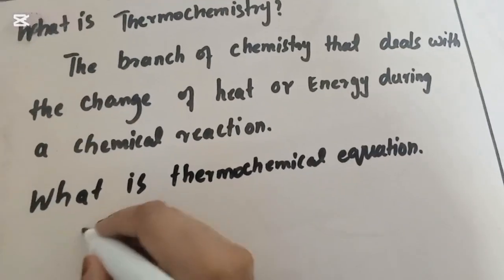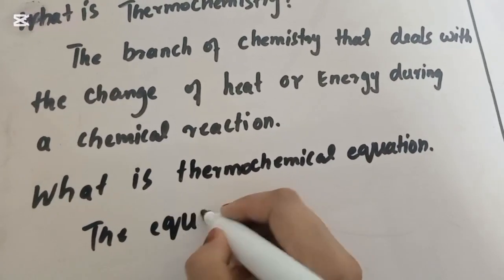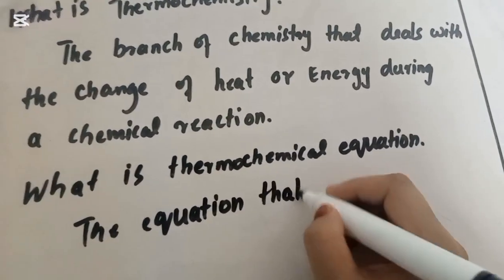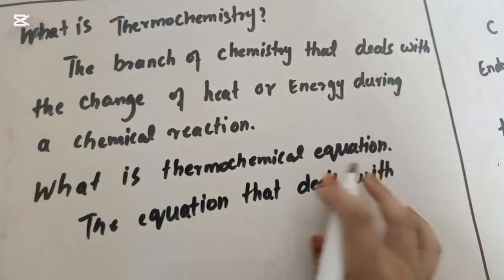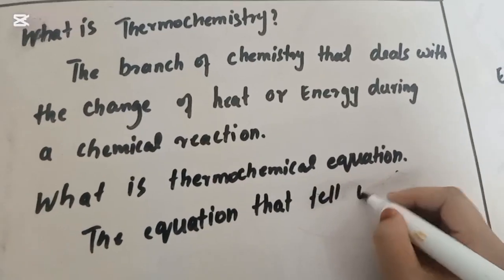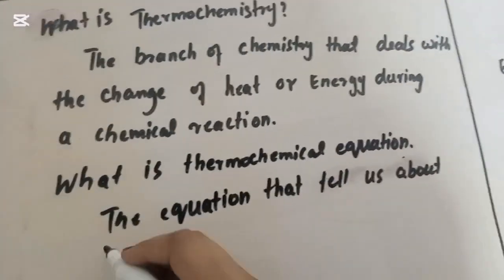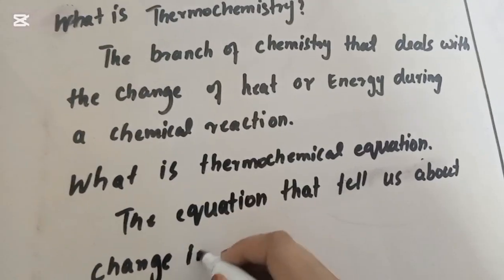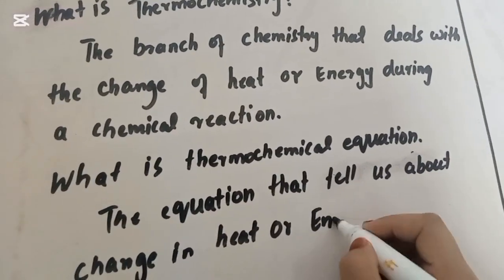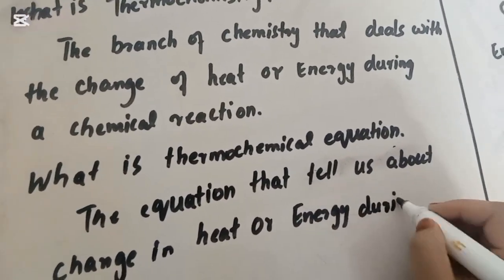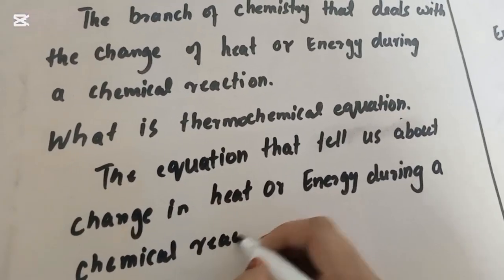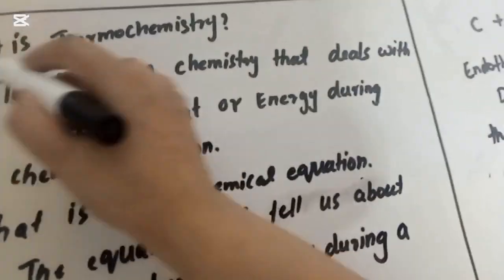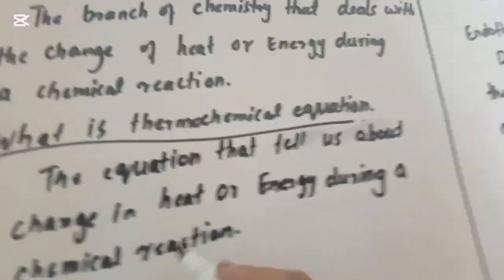And what is a thermochemical equation? It is the chemical equation that tells us about the change in heat or energy during a chemical reaction. It's a kind of equation which is expressing the change in heat or energy during a chemical reaction.